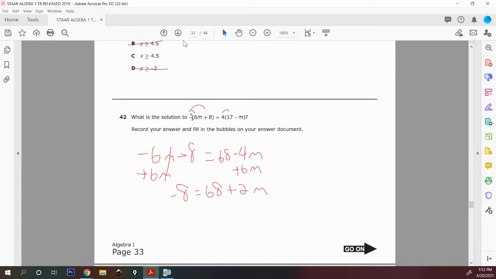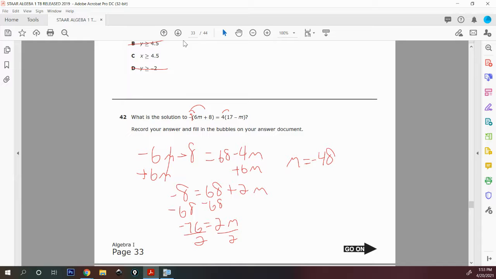That gives me -8 is equal to 68 plus 2m. We're going to subtract 68. That gives me -76 is equal to 2m. And we're going to divide by 2. And that gives me m is equal to -48.